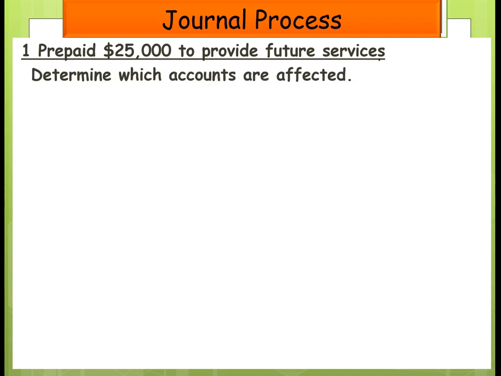First, I determine which accounts are affected. So for this example, we were paid in advance for services we're going to provide in the future. So we haven't earned the money, so it's not revenue. So cash and unearned revenue would be involved in this transaction because we received $25,000, but we haven't done the work.